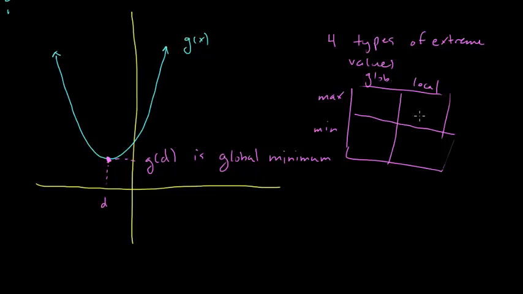So this is another example of a piece of structure that you look for when you're learning about different functions, is what type of functions have these extreme values, and how can I use that to my advantage.